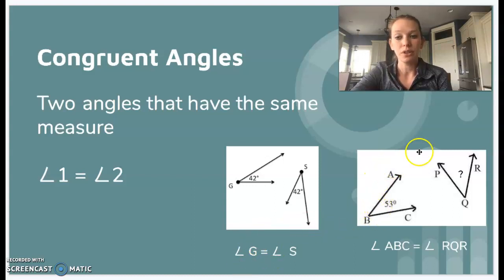And so then if we look at this angle and we saw angle ABC was 53 degrees, and we were told that these two angles were congruent angles, PQR, that angle, would also be 53 degrees. Congruent means the same. They had to have the exact same measure.